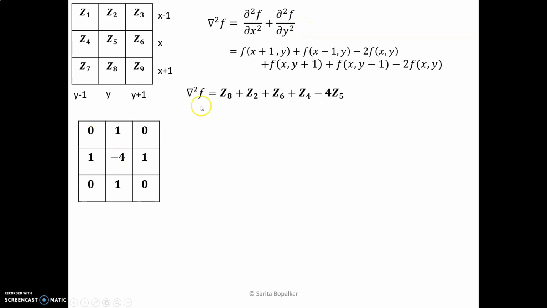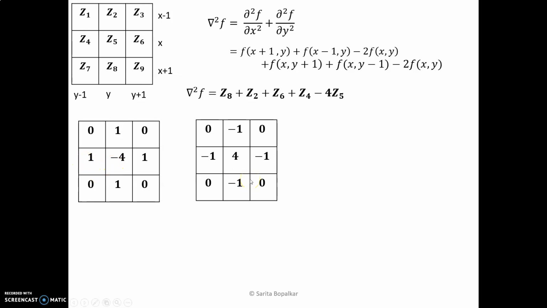So these are the coefficients we will get at each pixel according to the second order partial differentiation, and this is the mask. The coefficient of z8, z6, z2 and z4 is 1, and the coefficient of z5 is minus 4. So this is the mask for the second order differentiation, or we can say it is a Laplacian operator. When we convolve our image with this mask, it will enhance the edges.